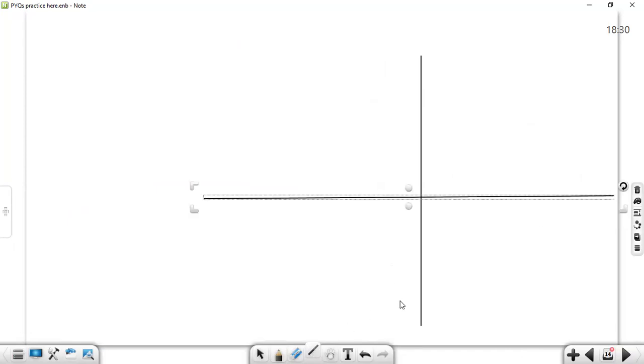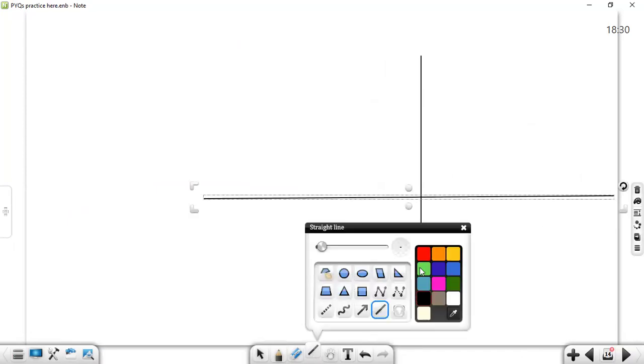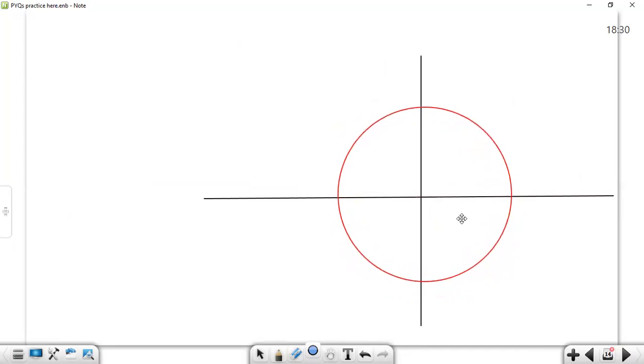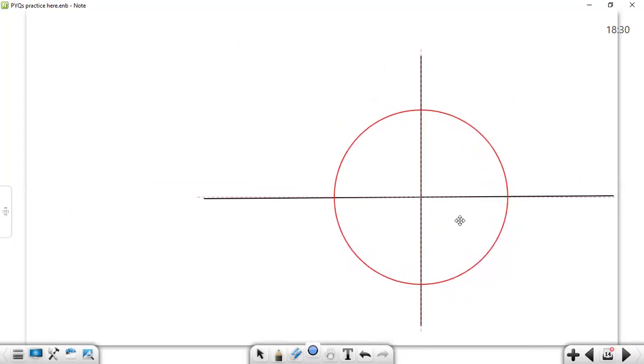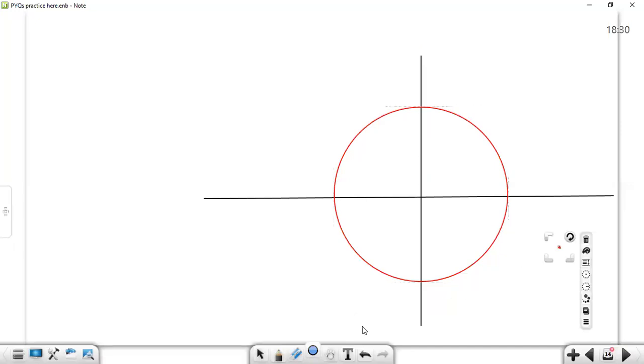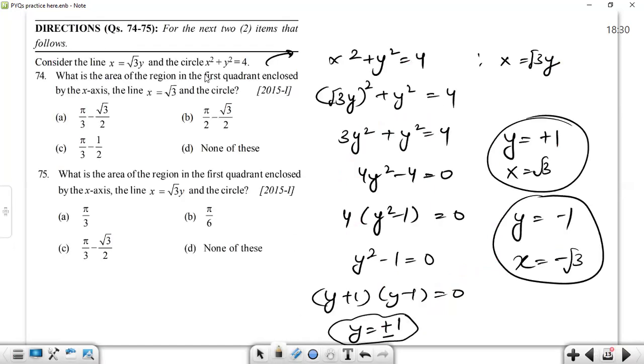Okay. And there is a circle. Why is there a circle? Because from the equation we can make out x square plus y square is equal to 4. So it's a general equation of a circle.